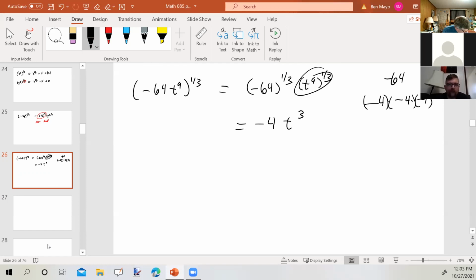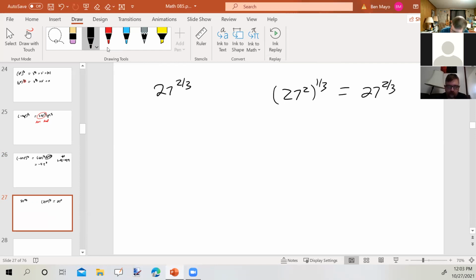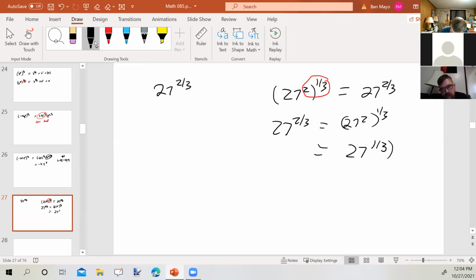Okay. How about this one? It says evaluate each expression. 27 to the 2/3 power. All right, now, if I had 27 squared to the 1/3 power, you could rewrite that as 27 to the 2/3 power, right? Because a power raised to a power, you'd multiply the exponents. But I can also go the other way. I can say 27 to the 2/3 power is 27 squared to the 1/3 power, or I could go 27 to the 1/3 power squared.